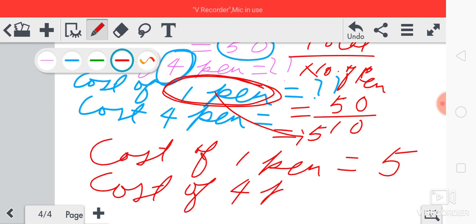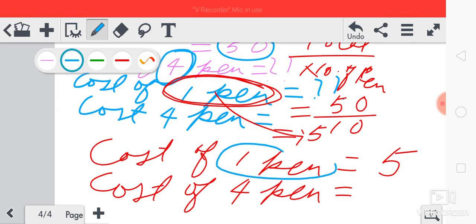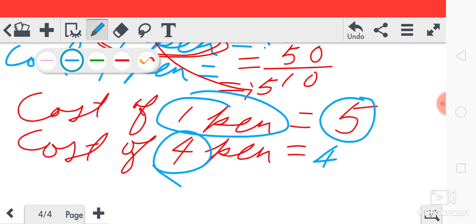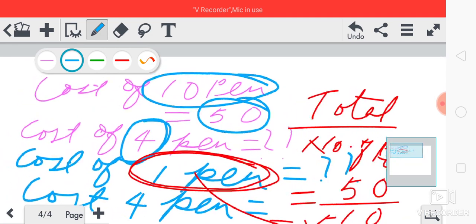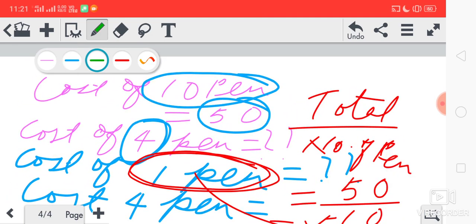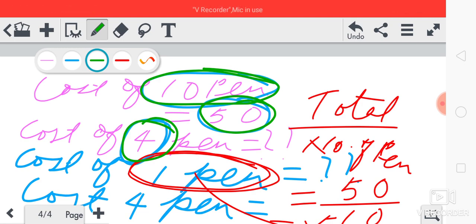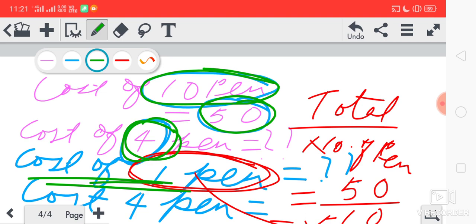Now cost of 4 pens will be equal to how much? Cost of 1 pen we have got is 5 rupees. Now cost of 4 pens, how much will we get? 4 into 5, so 20 rupees. So how are we solving this? This is called the unitary method. Why? Because cost of 10 is given, 50 rupees, and they are asking for 4. But how will we find 4 directly? If we know the cost of 1, then we'll multiply by 4. Then only we'll find cost of 4.